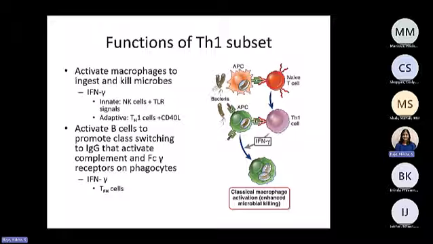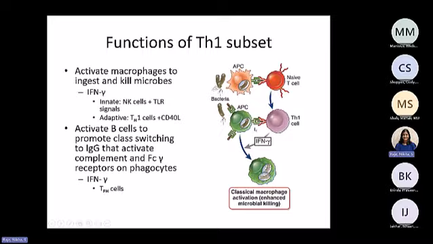And then in that case, Th1 subset will help in class switching to IgG. Why is that? IgG helps in clearing some of these, making more antibodies. They will activate complement, and that complement will also act to opsonize. And similarly, Fc gamma receptors will help in opsonizing the microbes so that they can interact with the Fc gamma receptors on the phagocytes and help in that phagocytosis. So interferon gamma can also act on T follicular helper cells as well.